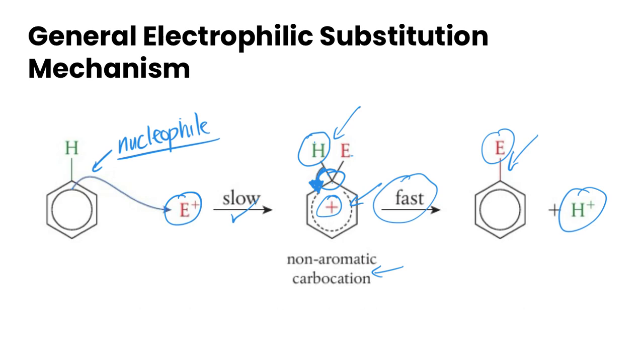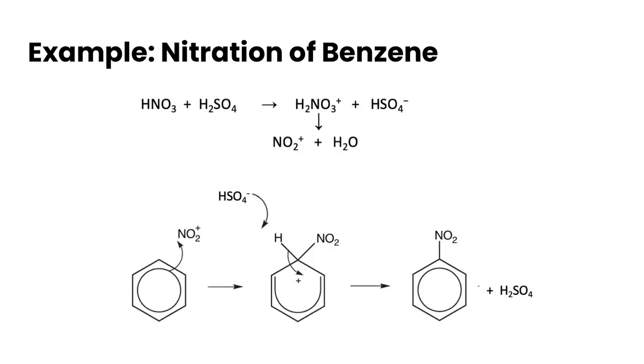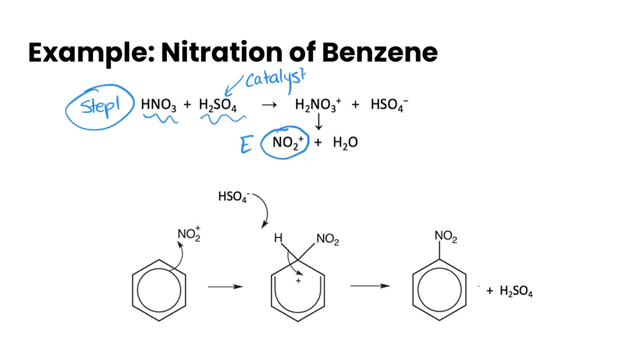So let's look at a specific example of how this mechanism looks in the next part of our video here. So going back to our reaction of the nitration of benzene, we don't really need to know this step here, but this is kind of step one of our mechanism, where we're taking nitric acid and sulfuric acid, which is our catalyst, and we're generating our NO2 plus, which is our electrophile, and we're also generating this HSO4 minus, which is going to come into play in the rest of our mechanism.